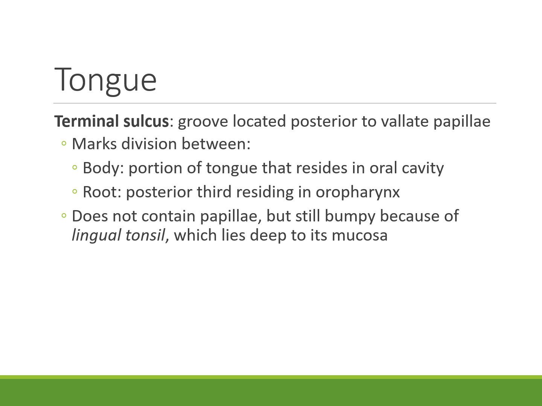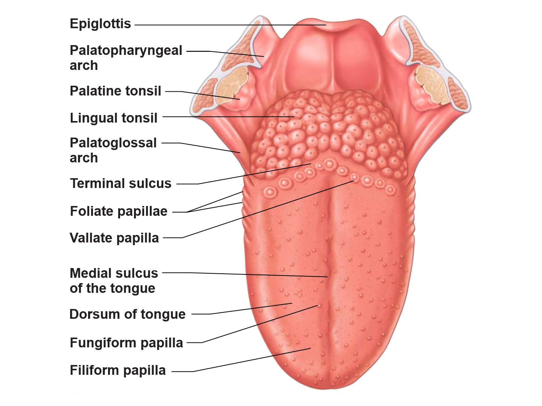The terminal sulcus does not have any papilla, but it does feel bumpy because it's where we find the lingual tonsil, which lies deep to the mucosa. So there is a picture of all of those different types of papilla and the lingual tonsil and the palatine tonsils.